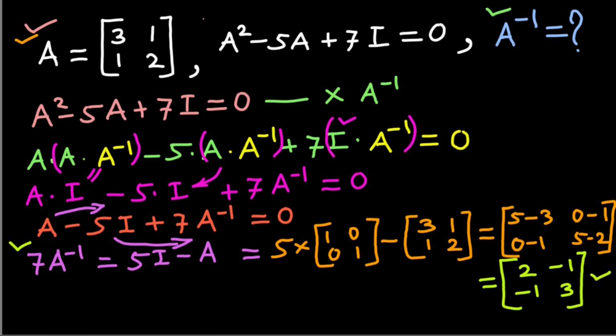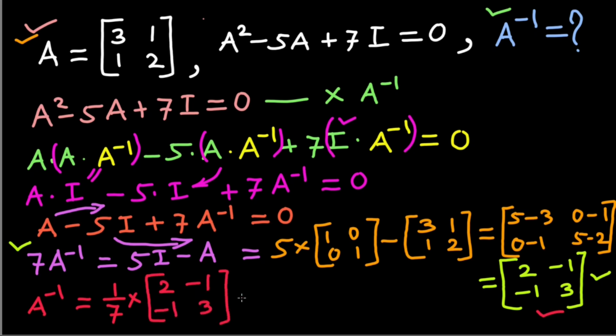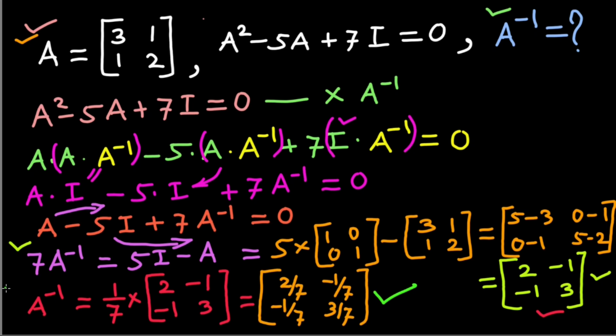Therefore we get A inverse equals 1 upon 7 multiplied by this matrix, which is [2, -1; -1, 3], which will be [2/7, -1/7; -1/7, 3/7]. So this is the value of A inverse.